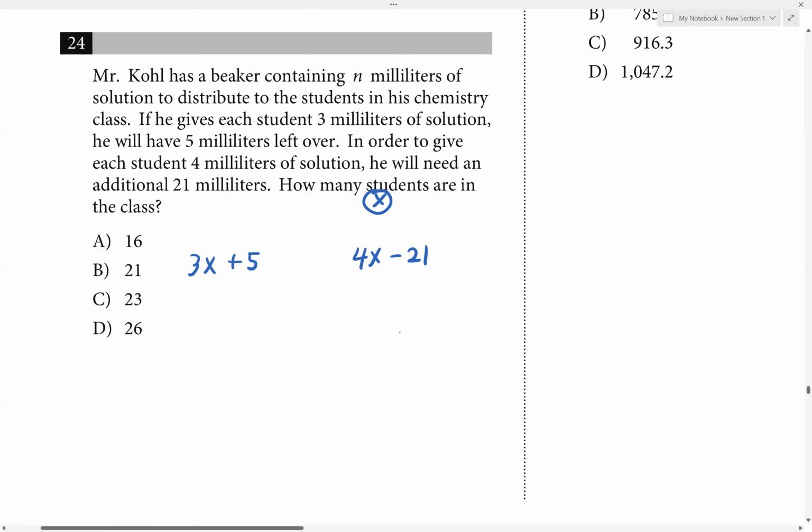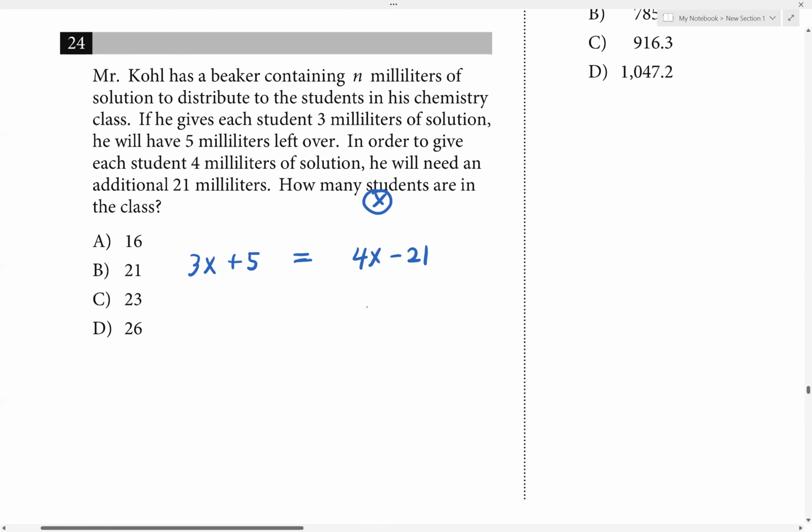Okay, so then we have 3x plus 5 on the left side, which represents how much he has right now. 4x minus 21 on this side is the second scenario. It's also representing the total amount of solution that he has right now. And since they represent the same thing, we can set them equal to each other, and this will be our equation. The meaning on both sides of the equation has to match. They all represent how much solution he has right now.